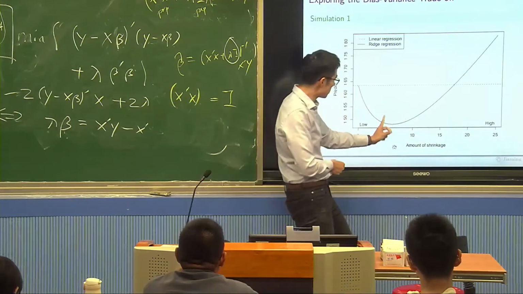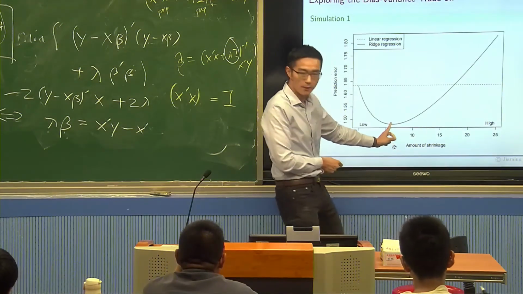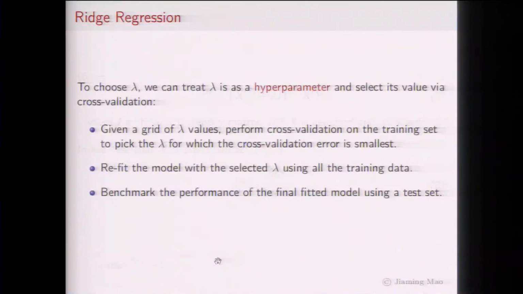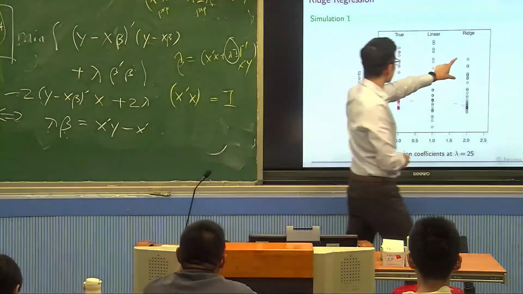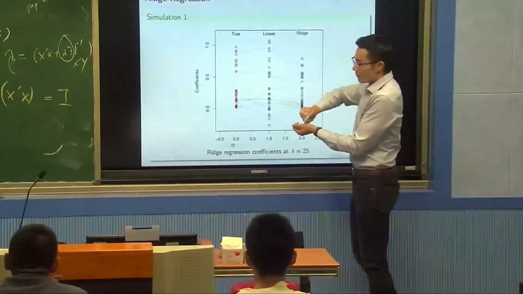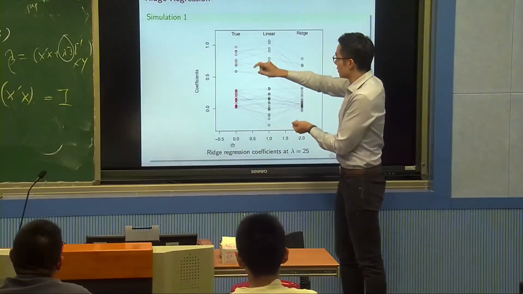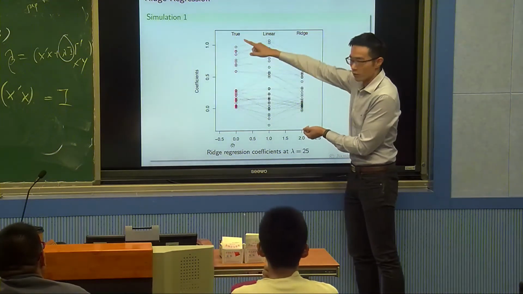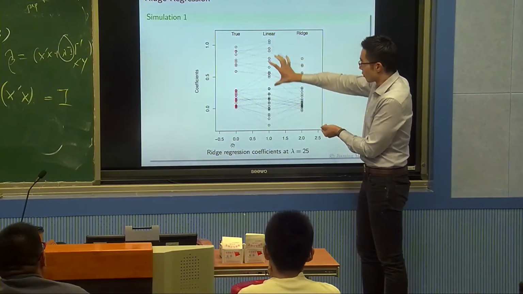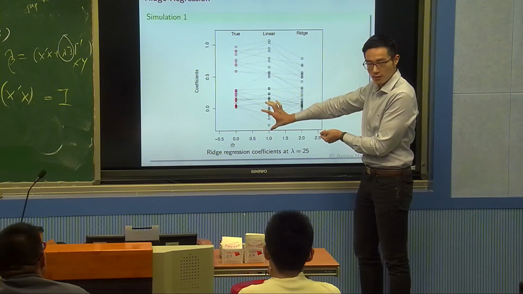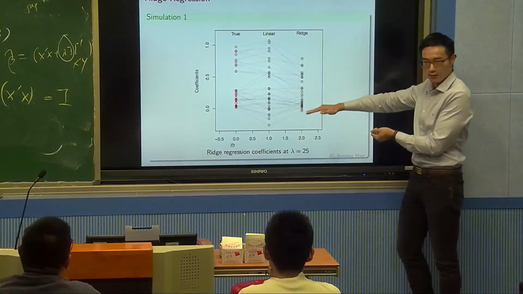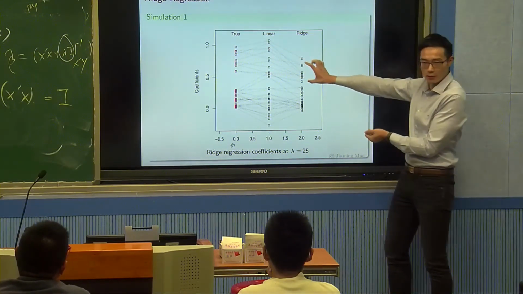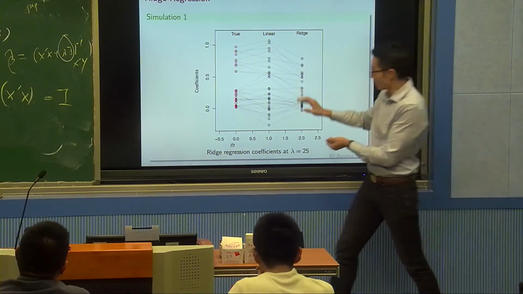So the optimal lambda is somewhere here, maybe 5 or 6 or 7. At this optimal lambda, this is the result. These are the ridge regression estimates. Now we have 30 different parameters, 30 different betas. These are the true values of beta. These are the linear regression estimates, the OLS estimates. And these are the ridge regression estimates. So you can see the ridge regression shrinks all the OLS estimates toward 0. Shrinks everybody towards 0. Can people see that?